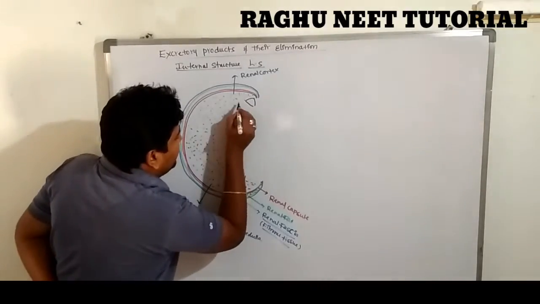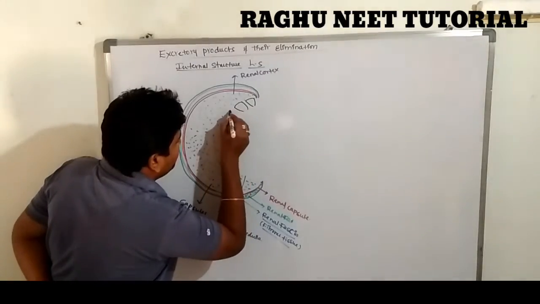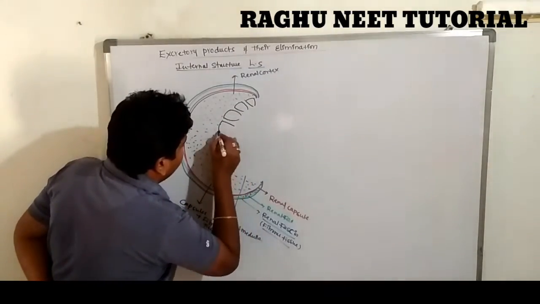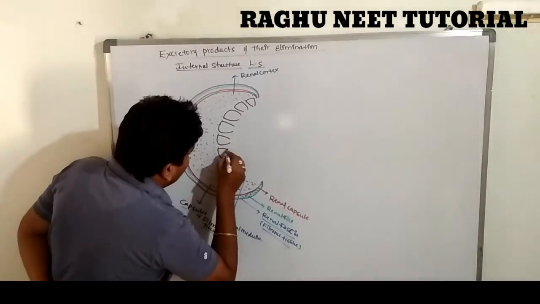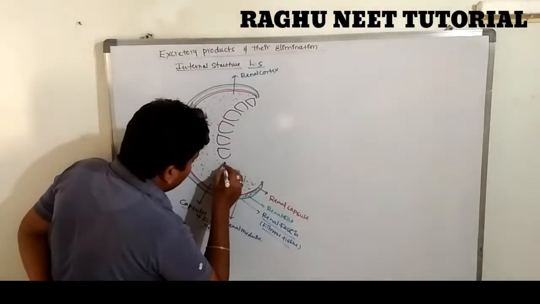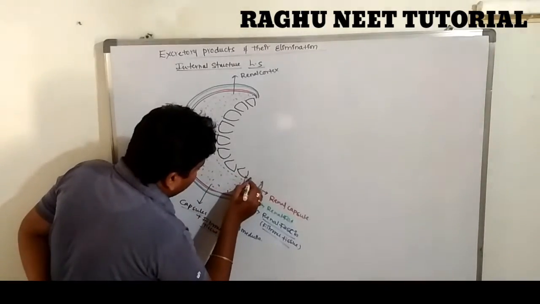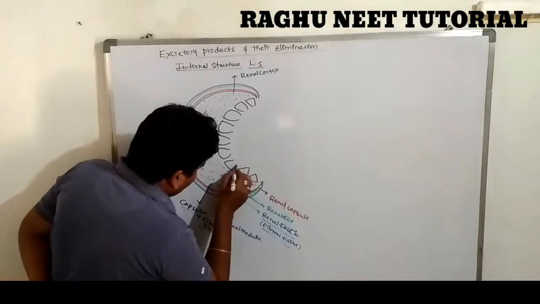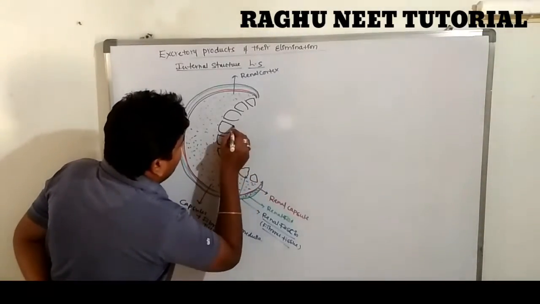In the inner region, triangular-like structured organs are present. In which region? In the medullary region. These triangular-like structured organs are called renal pyramids.